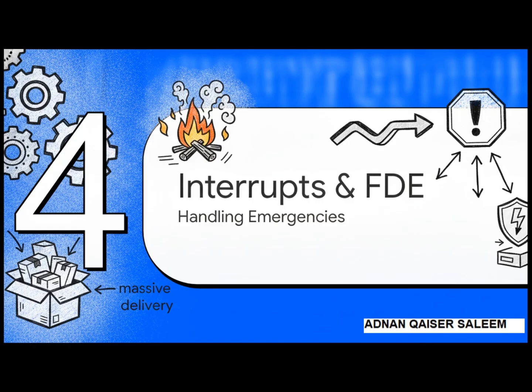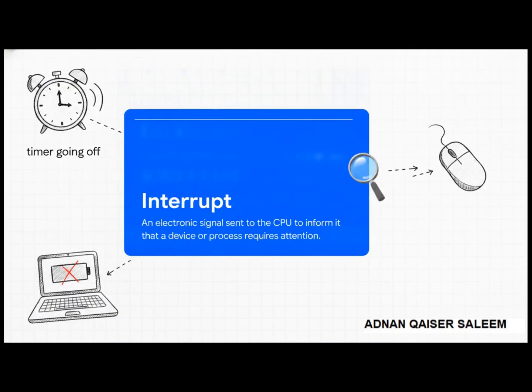Handling emergencies. Okay, imagine a fire suddenly breaks out in our perfectly scheduled factory. We absolutely need a system for handling emergencies, right? That is an interrupt. It's an electronic signal sent directly to the CPU to demand immediate, drop-everything attention. This could be something simple like a timer going off, or you moving your mouse, or it could be a critical hardware failure like your battery suddenly dying.